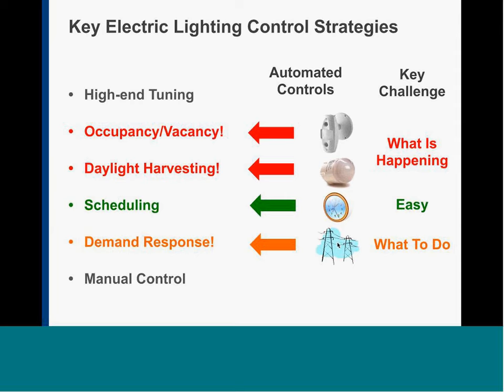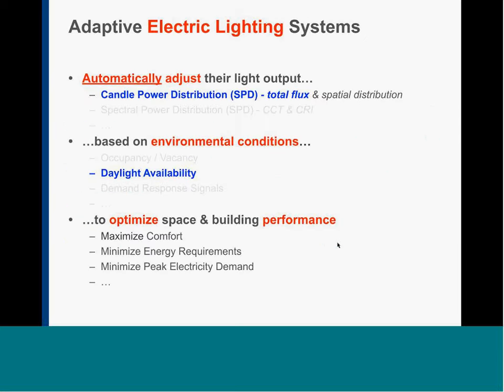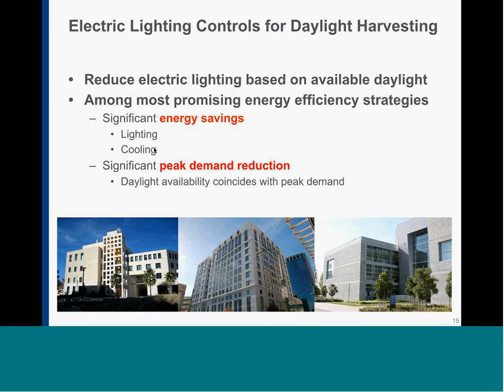I'm going to focus specifically on the output, not the spectral distribution, but the total flux coming out of the lamp. And I will focus on daylight availability, as occupancy and vacancy have been covered nicely by Michael Seminovich. Daylight harvesting has been, since I started my studies back in 1980, one of the most promising energy efficiency strategies. It can save energy, both lighting energy by dimming the lights down and turning them off, and also cooling energy.